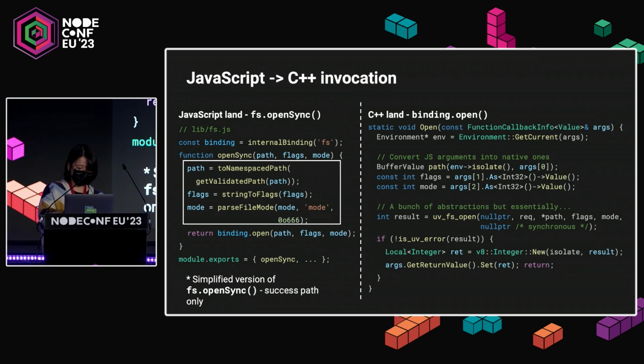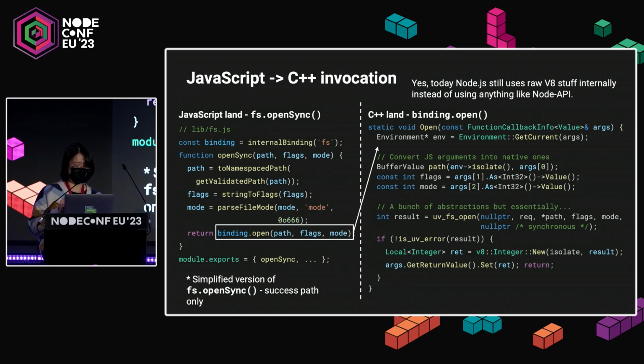So let's get back to the example. So in openSync, we first do a bit of validation of the arguments. We normalize them, for example, turning strings into numbers and assigning default values. And then we get the open function from the binding object, and we invoke it. And we go into the C++ land, which is a V8 binding called open. And yes, Node still uses raw V8 stuff internally today instead of using anything fancy like the Node API thing that Michael mentioned before.